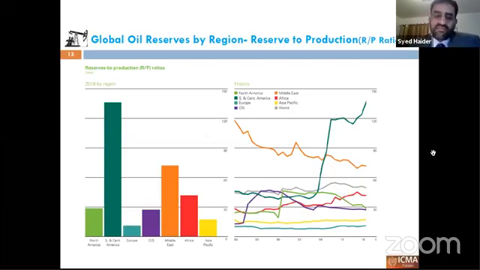OPEC has a very important position in the global oil reserves. Almost 80% of the oil reserves are with the OPEC countries. The rest of the reserves, about 20-21%, are with the rest of the world. So its position in oil supply control, oil demand control, and oil price control is very important.